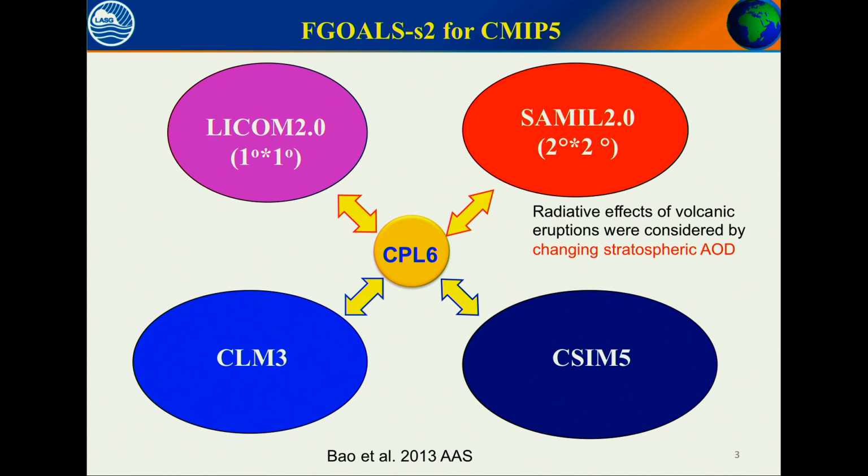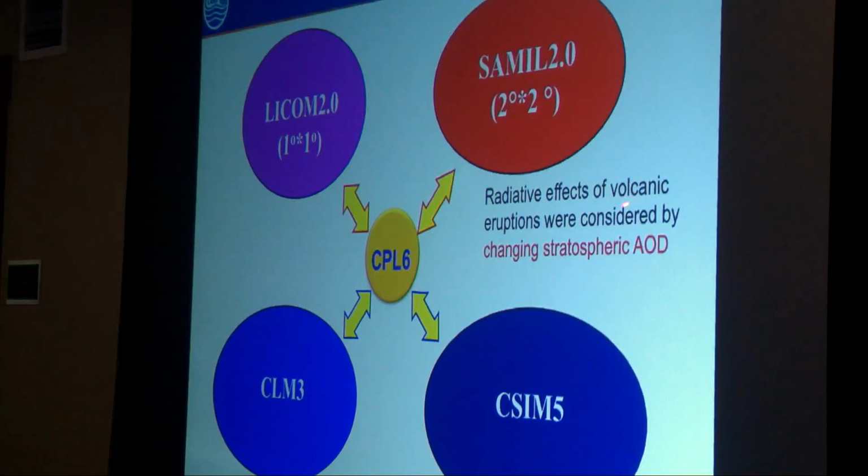The model we use here is the LASG S2 model. It's a standard version for CMIP5. For the atmosphere, we have 2 by 2 degree. For the ocean component, we have 1 by 1 degree, but we have a local zoom along the equator. Please note here, in the AGCM component, the radiative effect of volcanic aerosols was considered by changing the stratospheric aerosol optical depths.